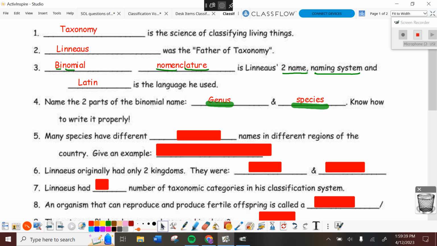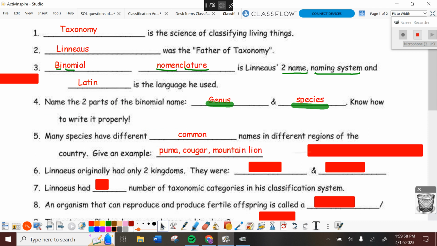All right. Many species have what kind of names in different regions of the country? For example, we saw that cat. We all have different kinds of names for it. What kind of names are those? They're not scientific. They're called common names. Remember that cat we saw a picture of? We didn't know if it was a puma, a cougar, mountain lion, bobcat, right? So we had to get away from using common names. We had to come up with some scientific way of naming things, and that's where Linnaeus came in.